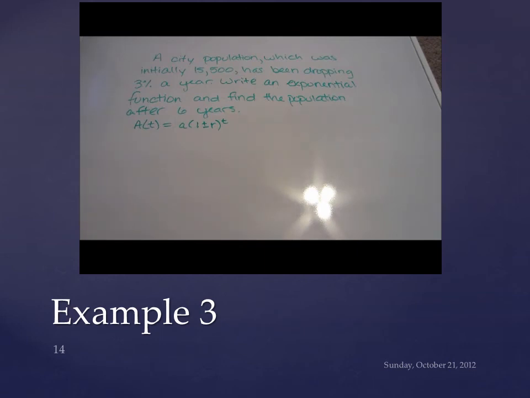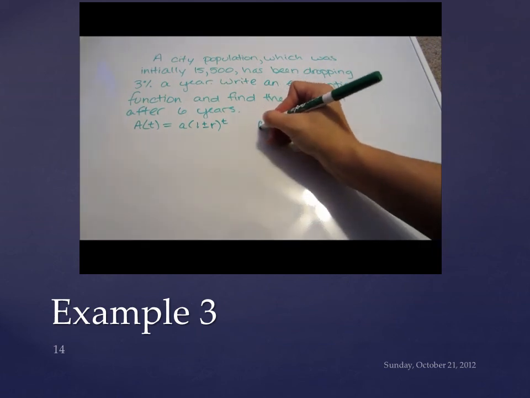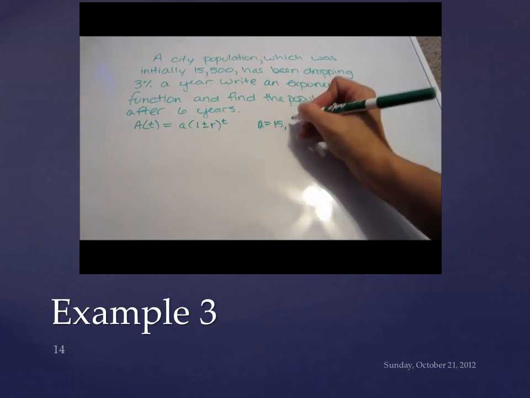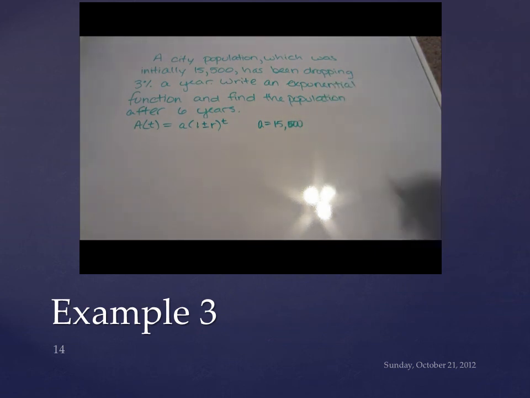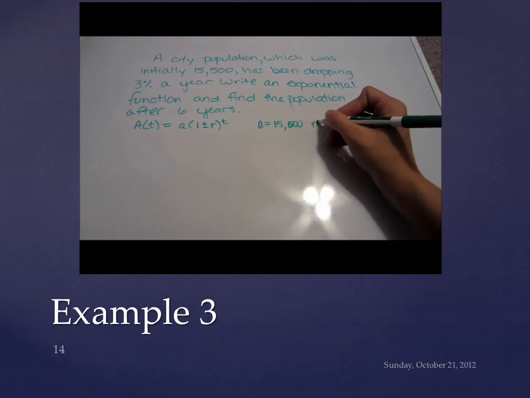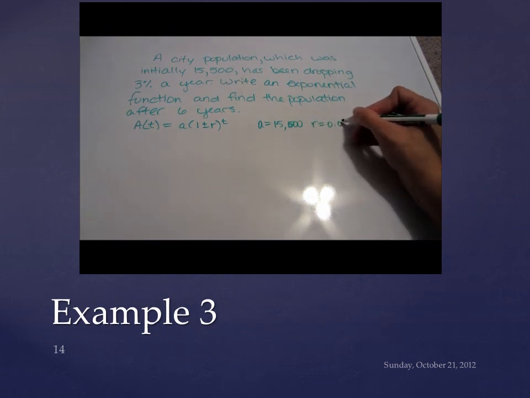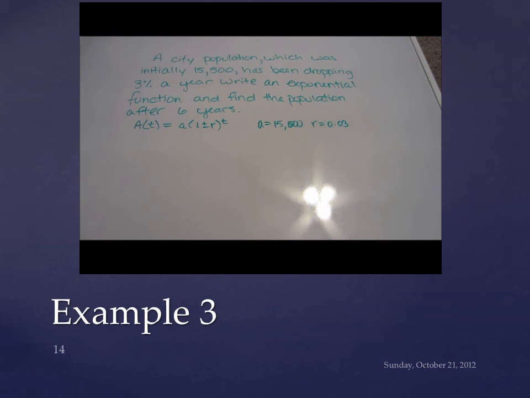A city population which was initially 15,500 people has been dropping 3% a year. Write an exponential function and find the population after 6 years. So we need to find our A and our r. Our A is the initial population, which was 15,500. So A equals 15,500. And then our rate is 3% per year, so our rate is 0.03. Remember, we have to move our decimal point 2 spaces.